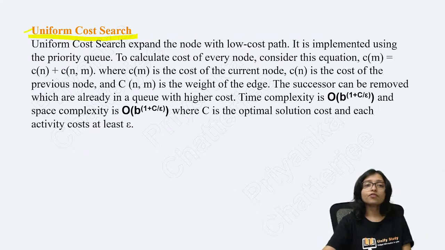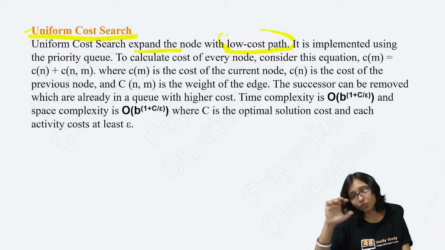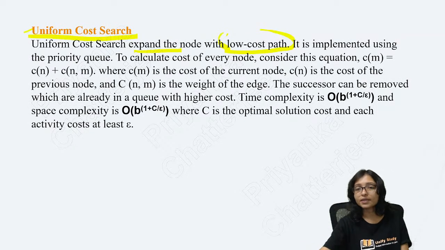So uniform cost search expands the node with the lowest cost path. Whichever has the lowest cost will be expanded. You learned the A star algorithm, right? So with uniform cost search we will compare A star, so it will be easy for you. It is implemented using a priority queue. The concept of priority queue we learned in best first search. It is also using a priority queue. Here also a priority queue is there.